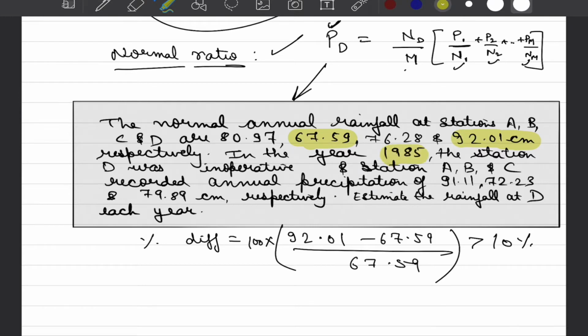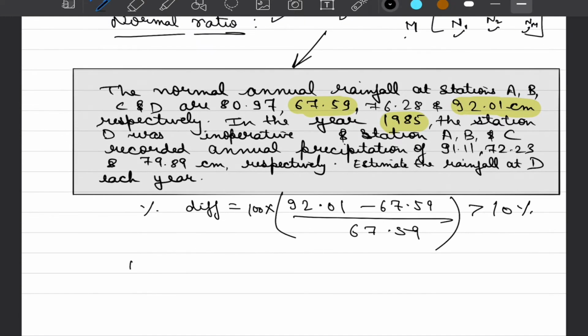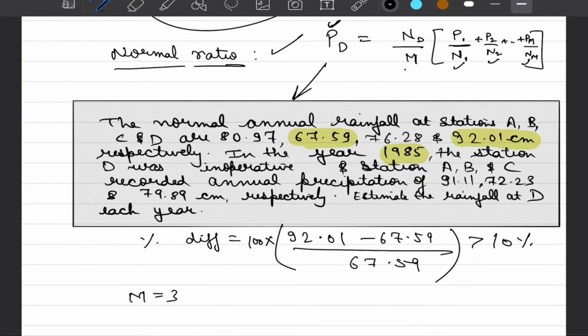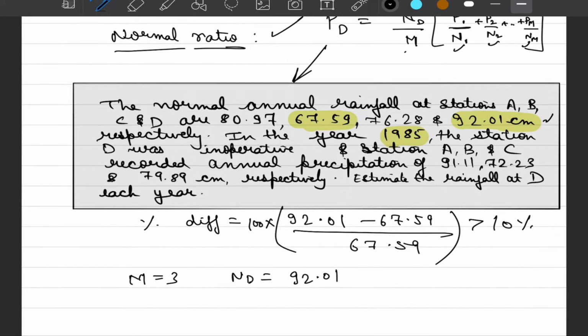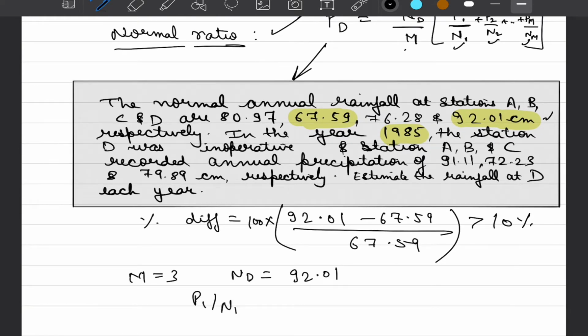And this is the year 1985. Hence, our M is equal to 3. And now ND in this case would be that particular value that was known when site D was working. So our ND would be equal to 92.01. And P1 upon N1 can be calculated as the ratio in which we have to estimate the missing value, and that would correspond to the gauge A. So these ratios would be calculated as the ratios for each gauge separately.